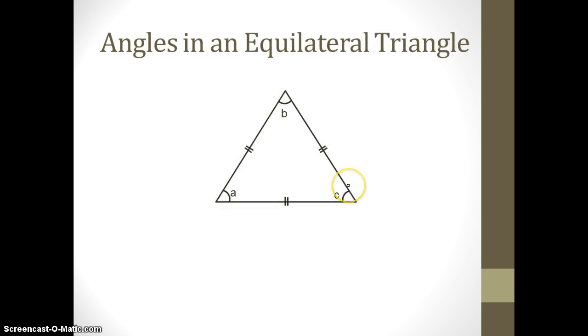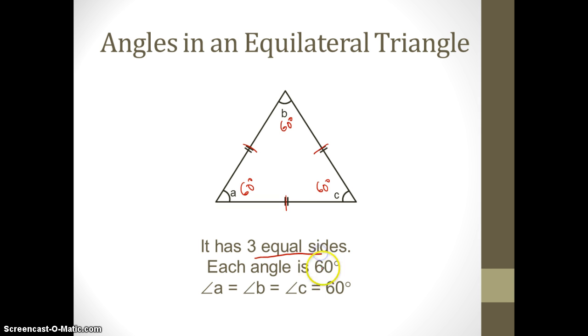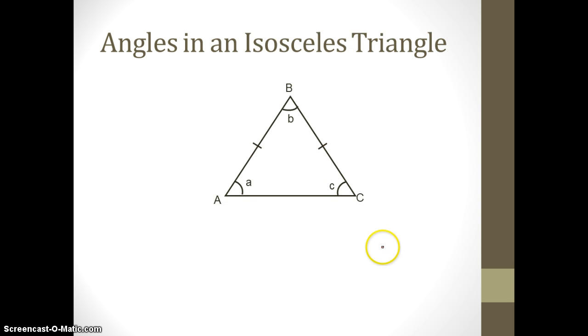Angles in an equilateral triangle. An equilateral triangle would have three sides the same, and therefore the three angles are also the same. So each angle is 60 degrees. So an equilateral triangle has three equal sides and each angle is 60 degrees.